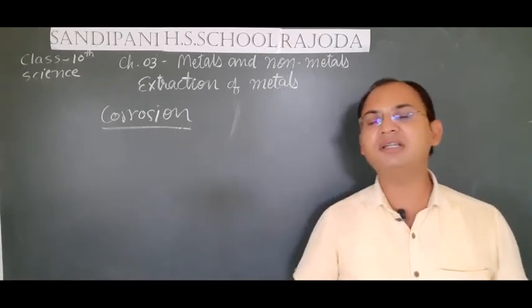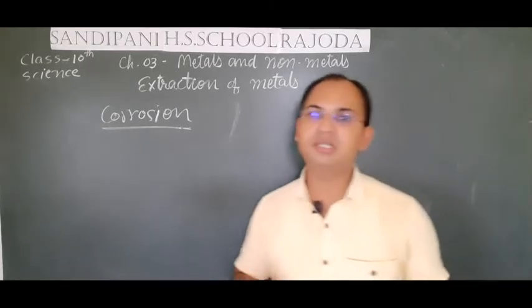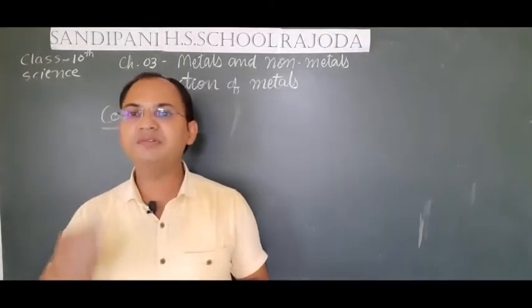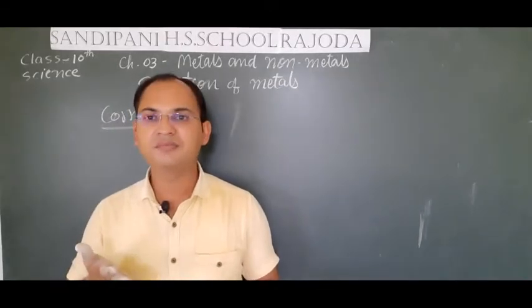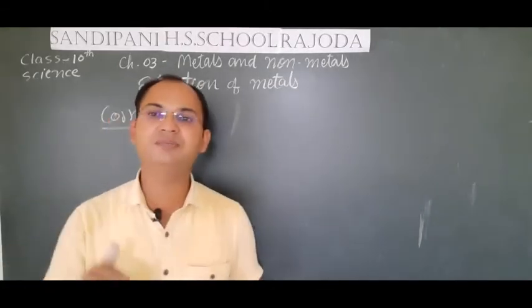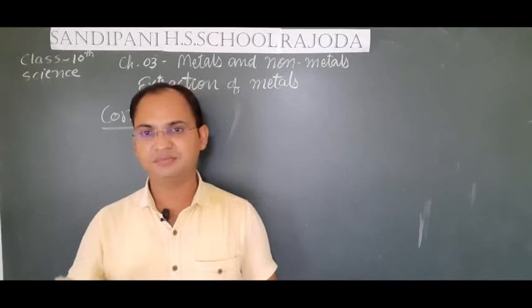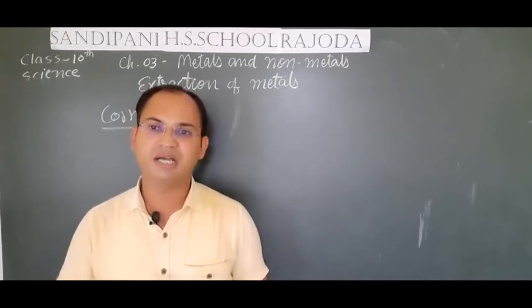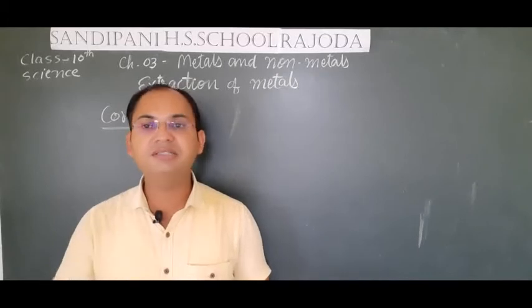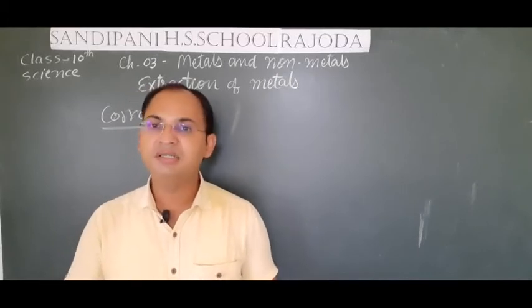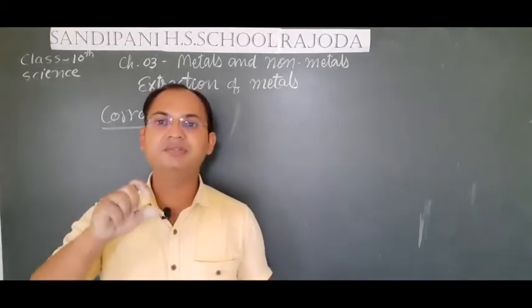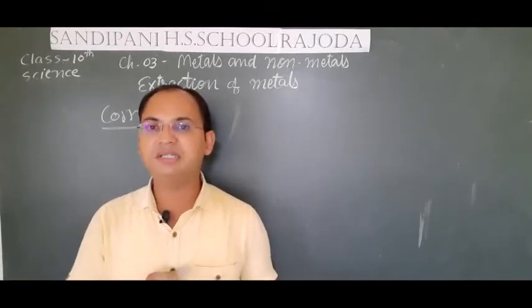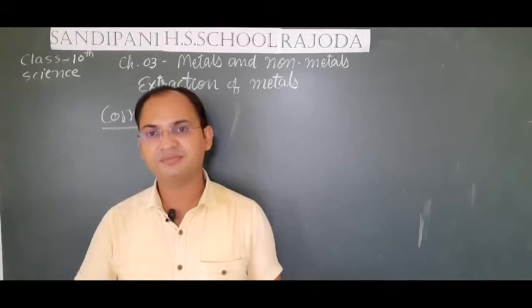And the most general example of corrosion is the rusting of iron. Whenever we place iron in the open, the upper surface of the iron gets rusted. We call it corrosion, and in day-to-day life we call it rust of the iron. What is the reason behind rusting? Iron reacts with the water molecules present in air and the oxygen present in air and forms rust.